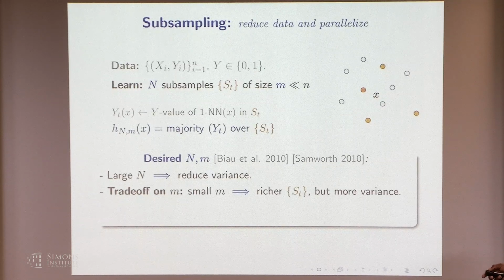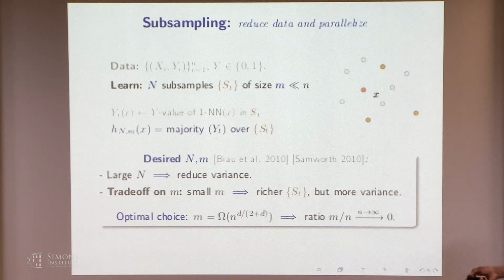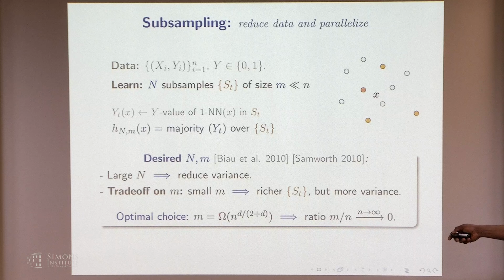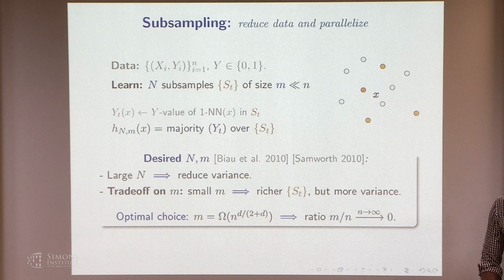Small m means richer subsamples. You can imagine that if m, the subsample size, is too large, then they all look the same. The variance is very small, but they all look the same, and so you're not really doing much. So small m gives you something richer, but has more variance. You don't want m to be too small nor too large. So the optimal choice, under certain conditions, they can show is of this form: m is a root of n, which is good because you can let the ratio m over n go to 0 as the sample size goes to infinity. And the smaller m, the faster you do. So that's a very nice property.